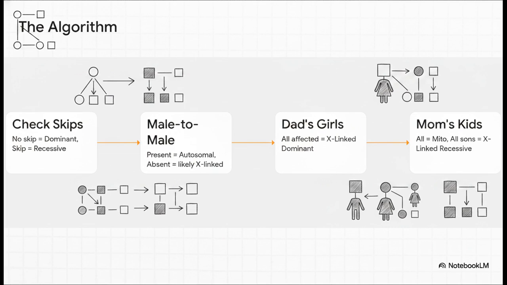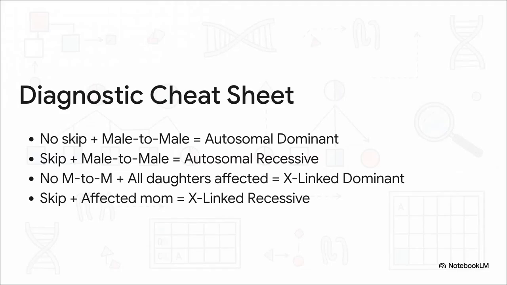Step 3, check the affected fathers. Are all his daughters affected? That's X-linked dominant. And step 4, check the affected mothers. Are all her children affected? Mitochondrial. Are only her sons affected? X-linked recessive. This right here is your rapid-fire cheat sheet for those OSPE exams.